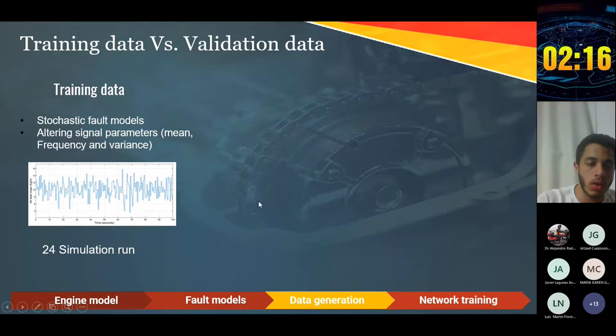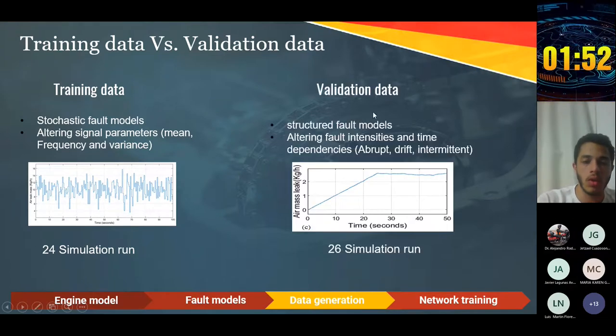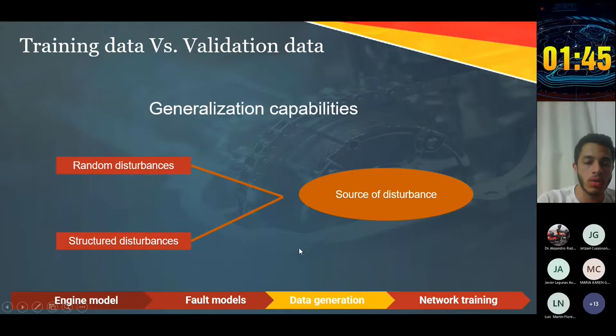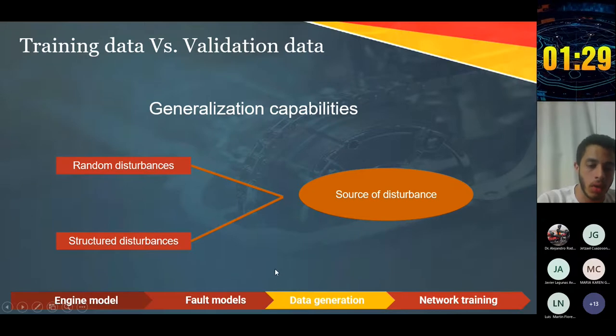The training and validation data were generated using two different approaches. First, the training data was generated using the stochastic fault model, in the form of a random disturbance, covering the three operating conditions. We yielded 24 simulation runs in total, and for validation data we used the structured fault model. The reason behind this is to test the generalization capabilities of the network, as to see the results of our network's performance in identifying the source of disturbance regardless of its behavior.